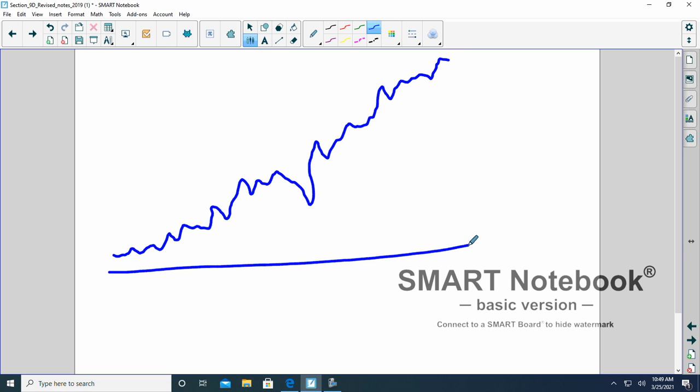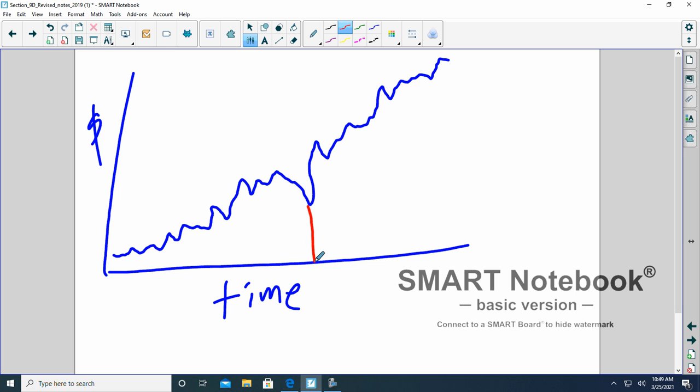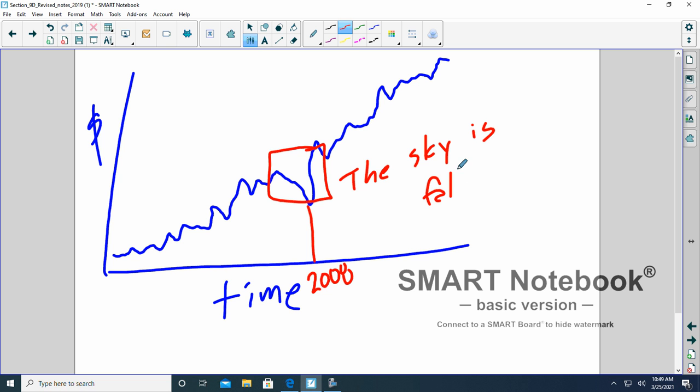So if this is time, and this is money, is it growing? Yeah, and the real unfortunate thing, and this is what you really have to look out for, my friends, when you decide you want to start just doing a saving type of scenario. We're going to call this 2008. And unfortunately, people look at that and say, the sky is falling. Sell everything.